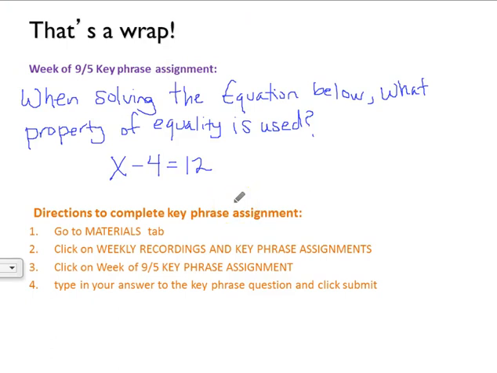So we talked about using properties of equality to solve equations. And remember thinking of those as the reasons behind each step when we're solving equations. So we've got this equation x minus 4 equals 12. I want you to tell me when you're solving this equation what property of equality is used. So you don't have to tell me what x equals. I want you to tell me which property of equality is used to solve that equation, just like we did in the examples in the recording. And then I've got the directions to complete the key phrase assignment in case you need that reminder.